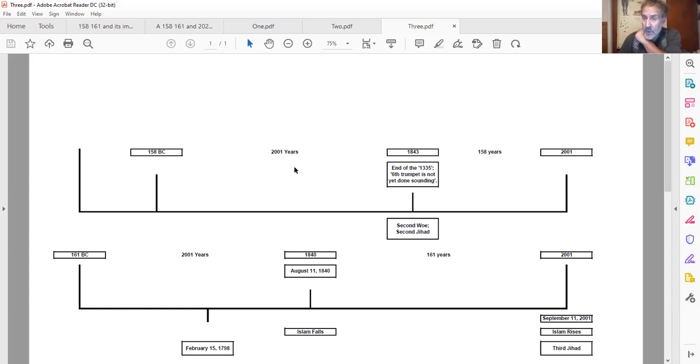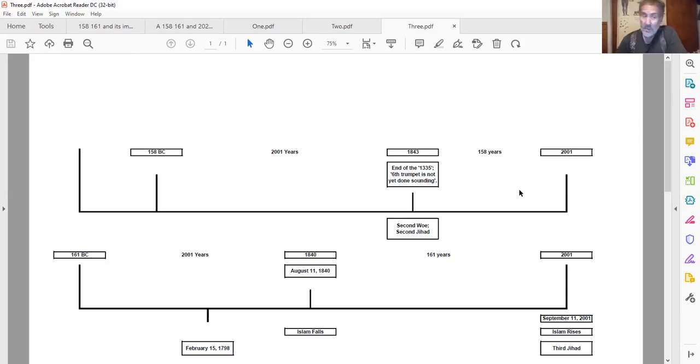158 BC for 2001 years brings us to 1843. In 1843 was the end of the 1335. And if I've understood this correctly from reading Foy's writing, the 6th trumpet is not yet done sounding at that point. I believe your point, Theodore, was that the 6th trumpet did not finish sounding until October 22nd, 1844, when the 7th trumpet began to sound. But the 158 brings us also to the year 2001. That 6th trumpet is the second woe, and is also, according to Islam, the second jihad.